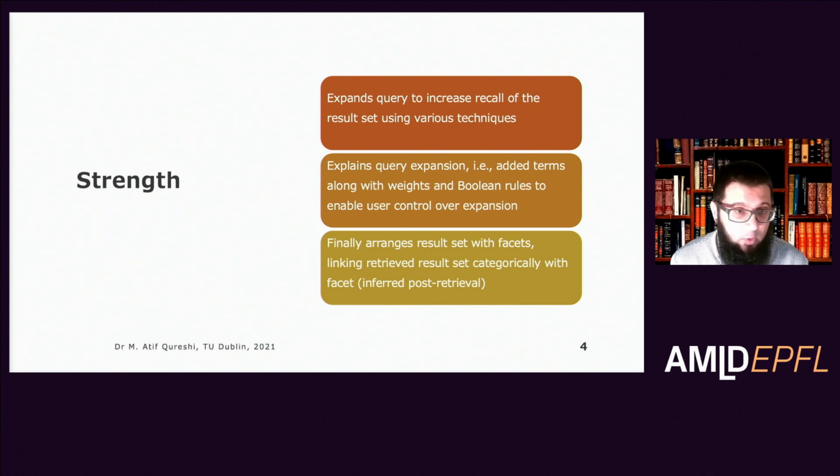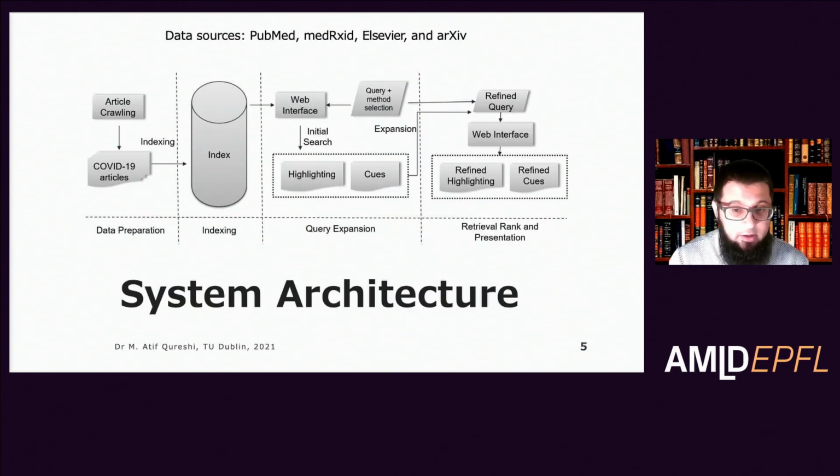Next, once we do this, can we explain the query expansion process so that we can show the user who's using the system what terms were added and how new weights were automatically assigned to them? If they're happy with it, or if they're not happy with it, they can then tamper with the expansion as they like. Finally, arrange the results according to the phrases that we found from the retrieved result set, and arrange them categorically so that they can be navigated in an appropriate way.